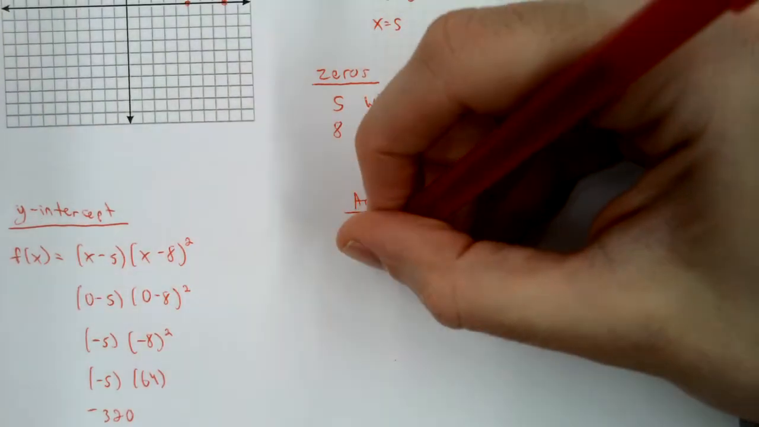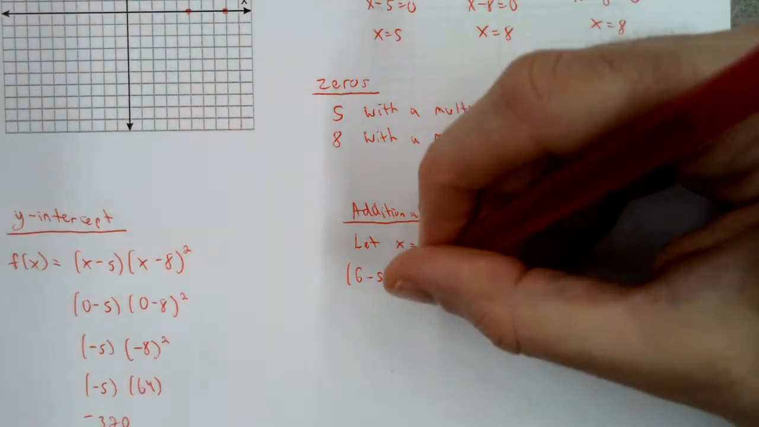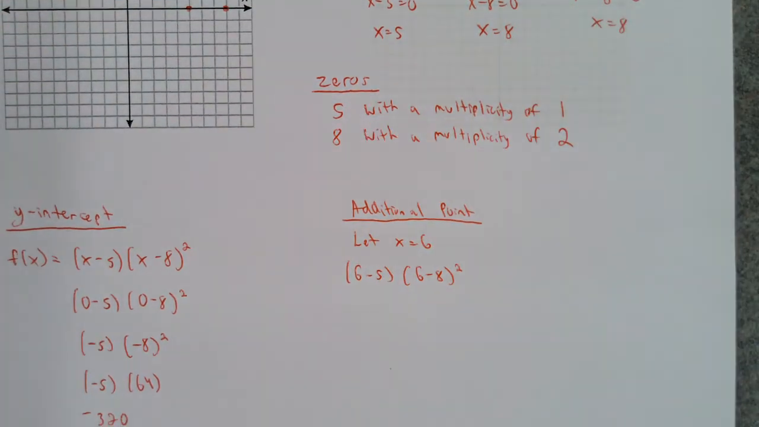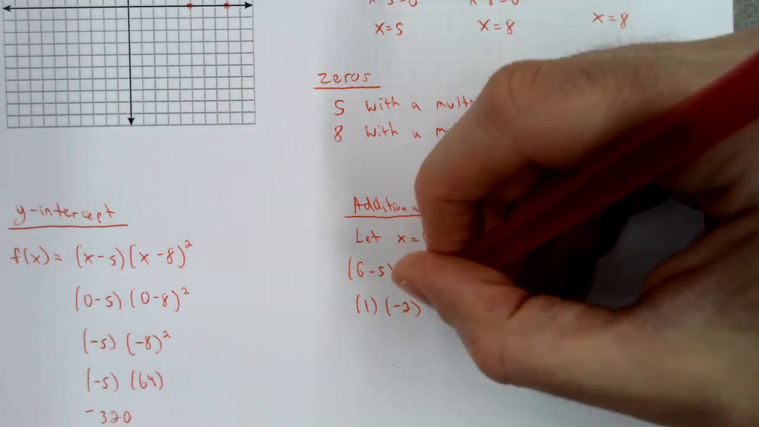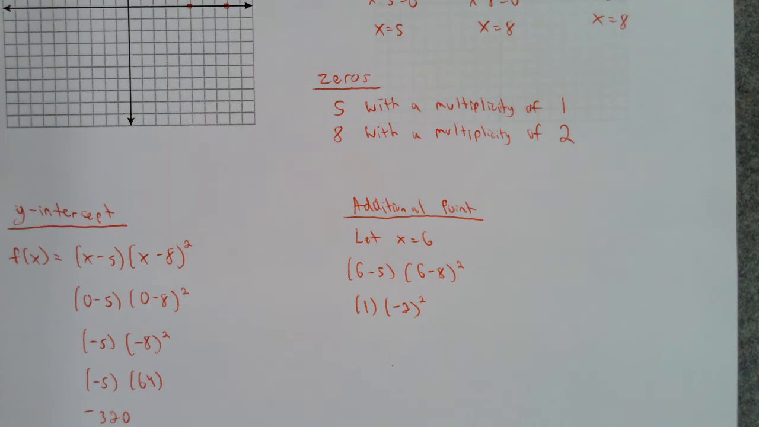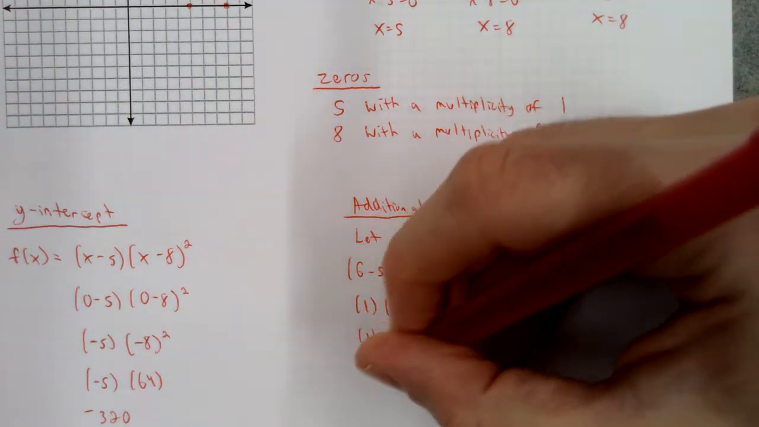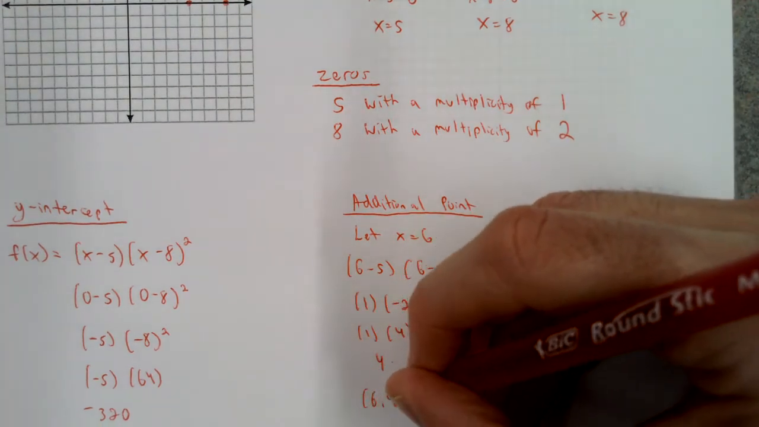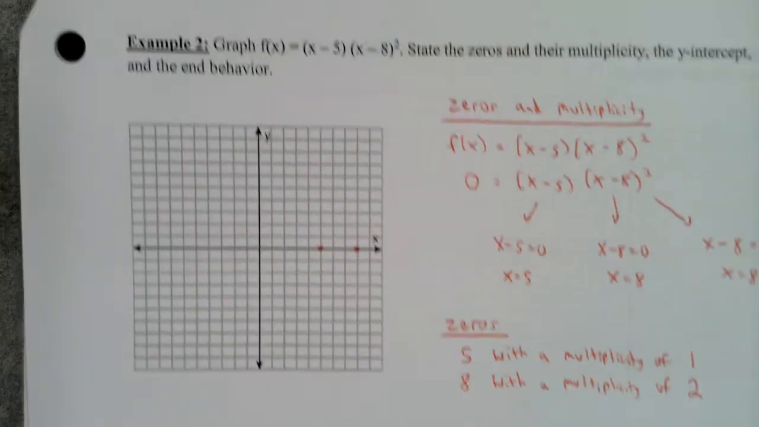So 6 minus 5 times 6 minus 8 squared. 6 minus 5 is 1 times negative 2 squared. Exponents next. Negative 2 squared is 4, so 1 times 4 equals 4. So that means we have the additional point, 6 comma 4. Plot that.